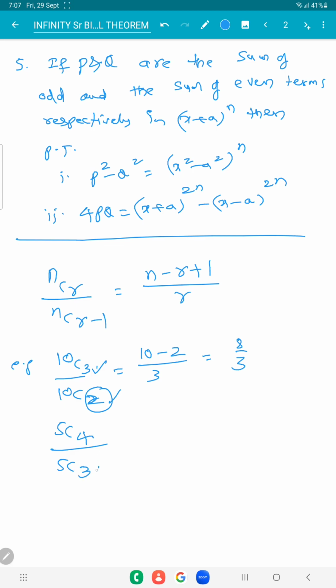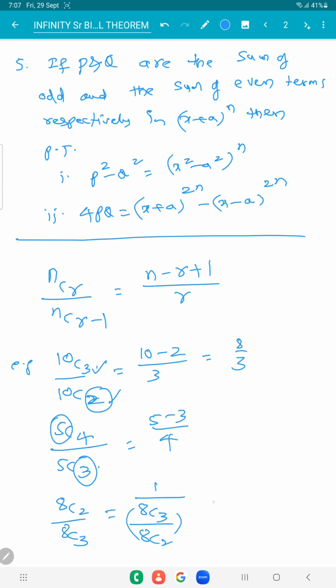The difference should be 1 only. So what will it be? 5 minus smaller number by bigger number. Suppose it is like this: 8c2 by 8c3. So it is the reverse of that. Reverse means we know 1 by 8c3 by 8c2, right? So 1 by 8 minus smaller number by bigger number, which is 3. So 3 by 7. Like that we have to do it.